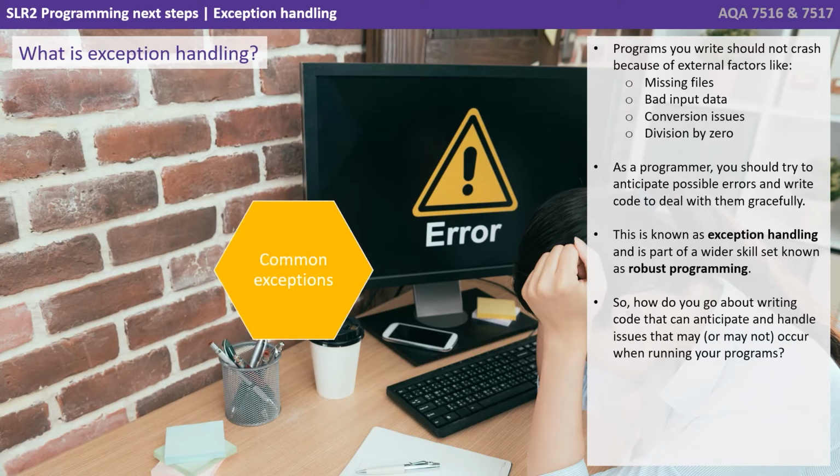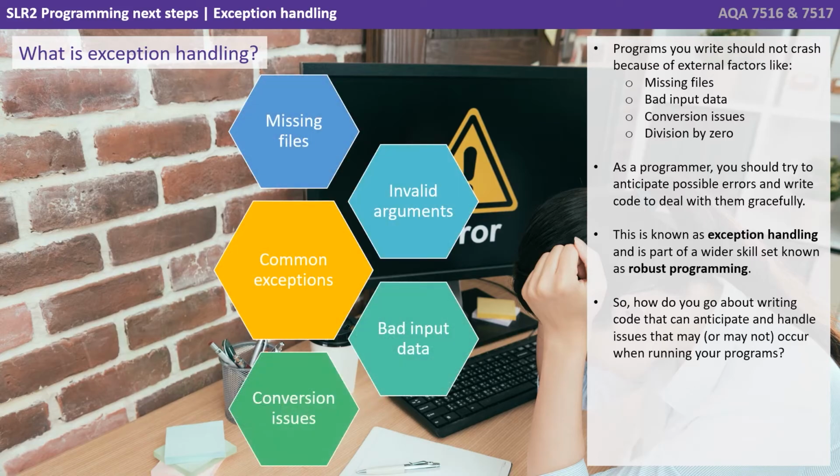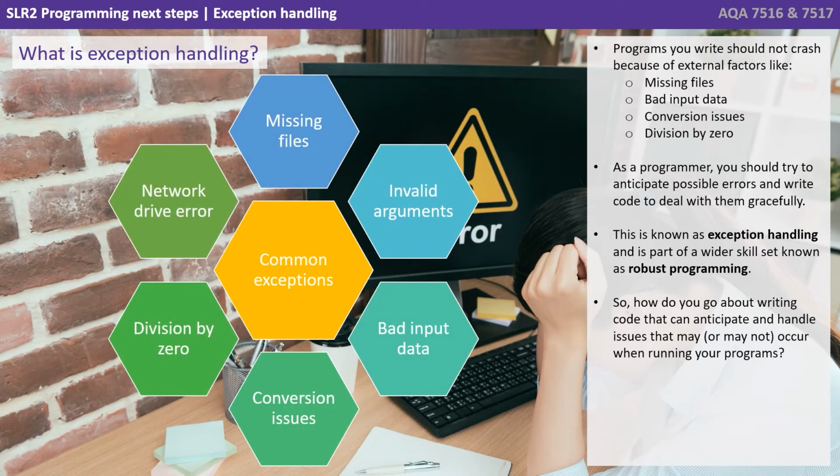Programs you write should not crash because of external factors, such as missing files, bad input data, conversion issues, or division by zero. As a programmer, you should try to anticipate possible errors and write code to deal with them gracefully. This is known as exception handling and is part of a wider skill set known as robust programming.